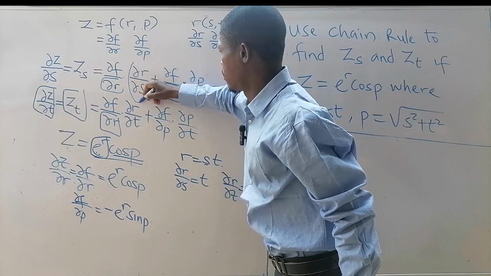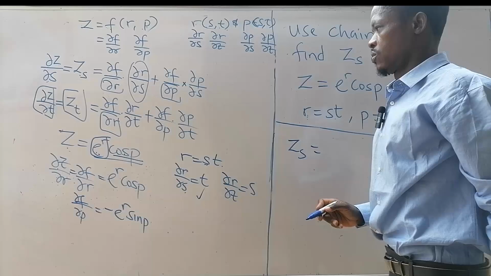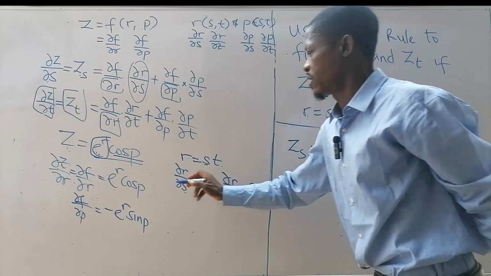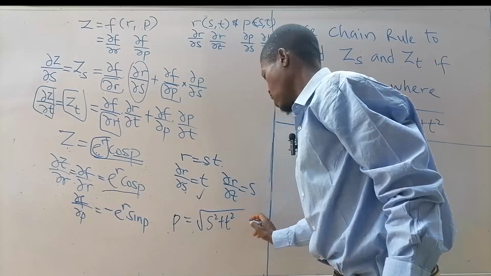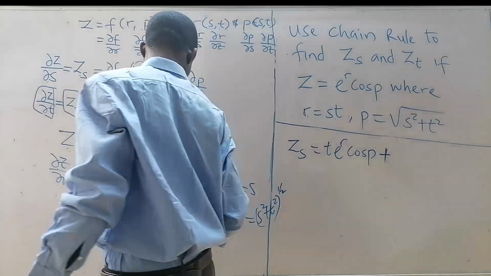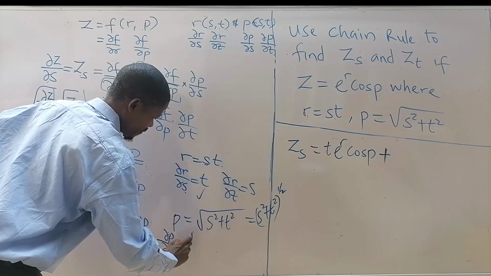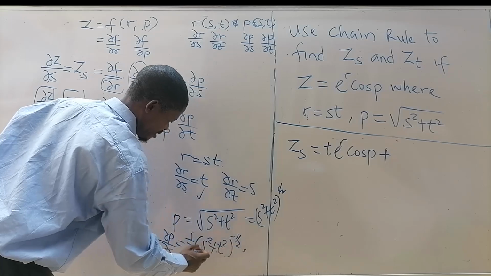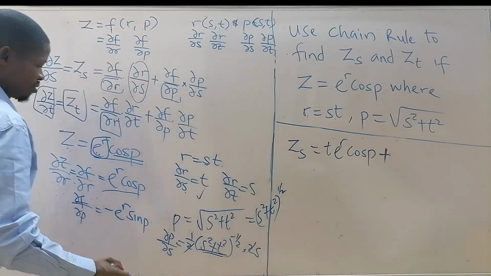So let's do the substitution for this case. We have the value for del r del x, which is t. Okay, we have that. That's t. The left del r, we have this one. So that will be equal to t. For the p function, we can write this as x squared plus t squared to the power one half. So if you differentiate this one, del p del x, the power will come to the front, then the power minus 1, that's minus half, then times the derivative of the inner function, and that will be 2x. So this one and this one cancel.